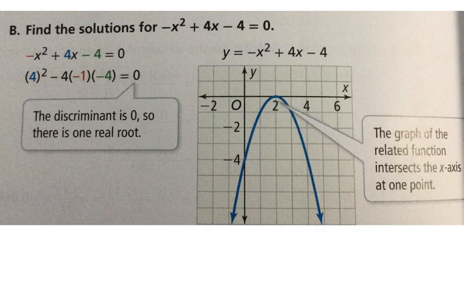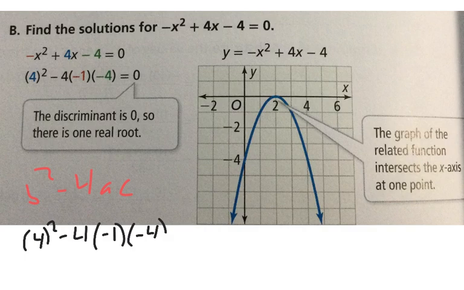When I look at the second one, it's graphed, so I see it should only have 1 x-intercept. But if I didn't know, I could plug in and find the discriminant. b squared minus 4ac. This time the b term is positive 4. So 4 squared minus 4 times the a term, which is negative 1, times the c term, which is negative 4. Right, this is my a, b, and c.